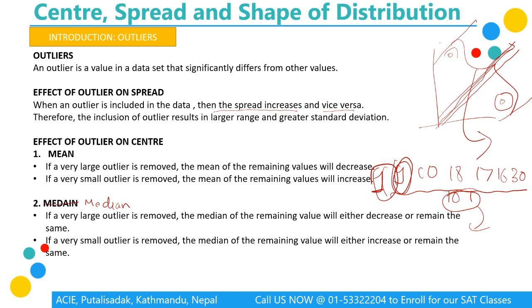Similarly, in median, if a large outlier is removed, the median of the remaining value will either decrease or remain the same. So, kind of similar to mean, large outlier निकाल्ने बित्तिकै value को चाहिँ दुईटा condition हुन्छ. Either it will decrease like in the mean or it will remain the same. And if a smaller outlier is removed, then the median of the remaining value will either increase or remain the same.